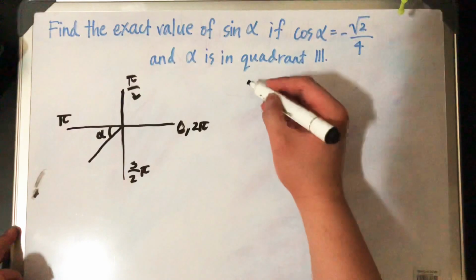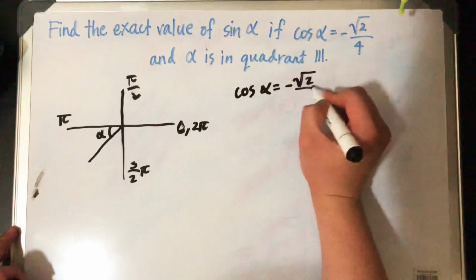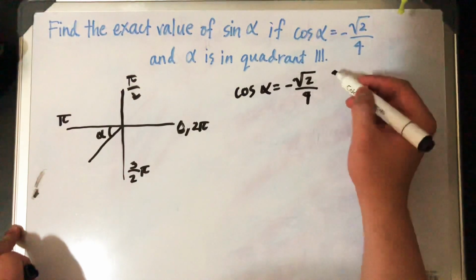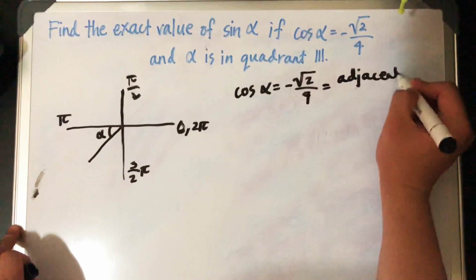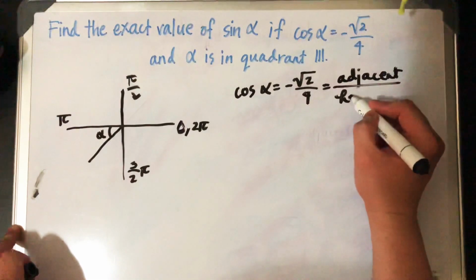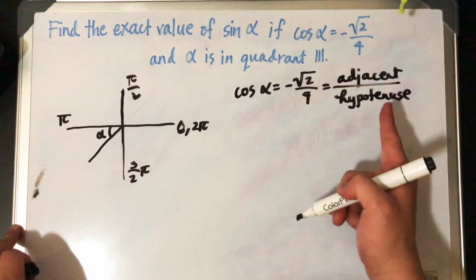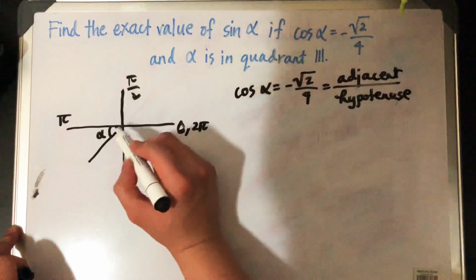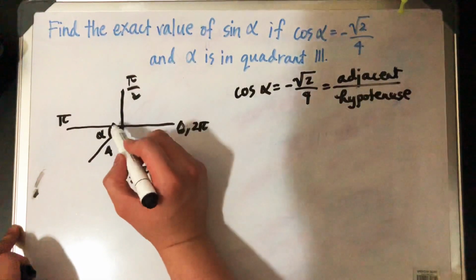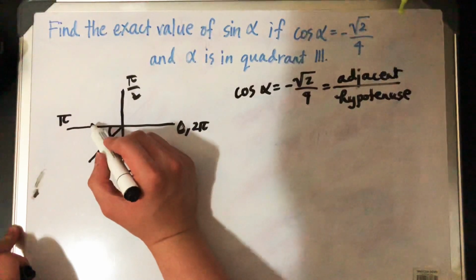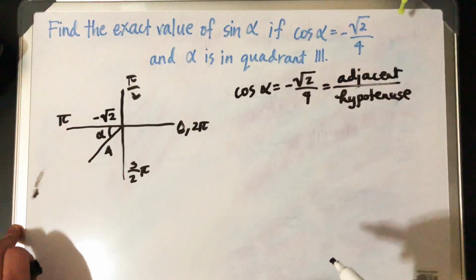So what does it mean? Cosine alpha is equal to negative square root of 2 over 4. Now, by definition of cosine, it is adjacent over hypotenuse. So meaning, we have this. The hypotenuse is 4. Then we have the adjacent side, which is negative square root of 2.